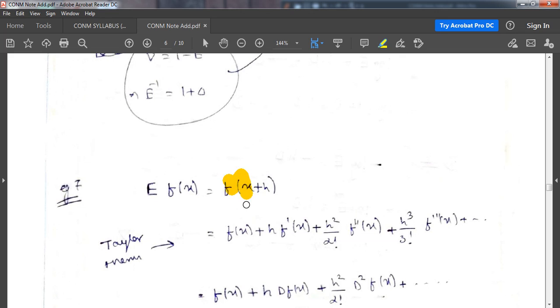What is f of x plus h? If you expand f of x plus h with respect to Taylor's theorem, this is what you get. We have already gone through it.